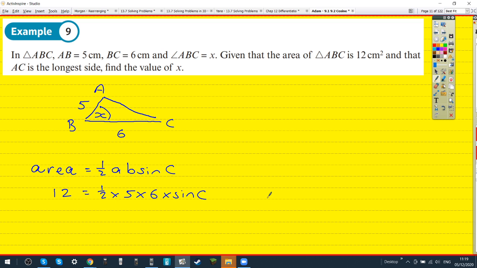Equal half times 5 times 6 times sine c. And then can we simplify? If you like. So 12 equals 15 sine c.